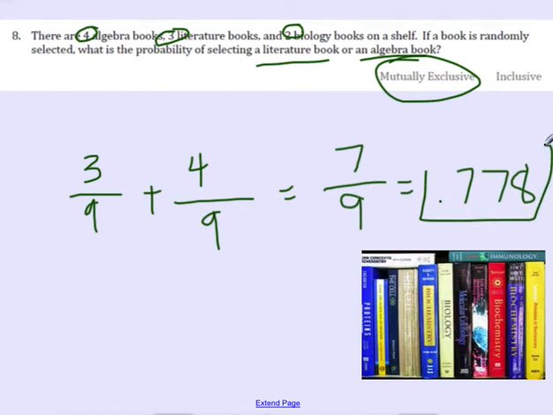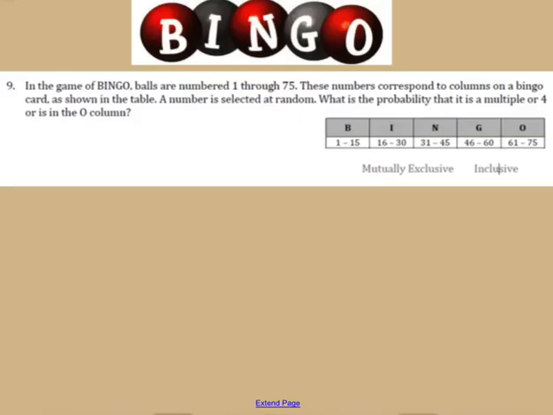Okay, remember, I didn't have to subtract a piece off because we decided that you can't be a literature book and an algebra book, so there's nothing for me to be subtracting off.